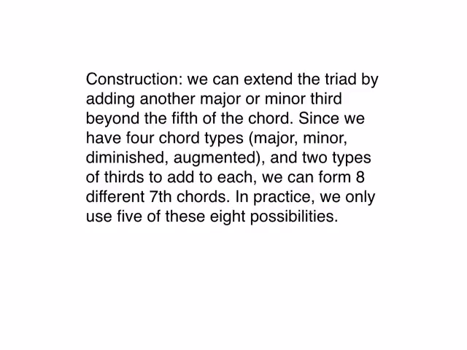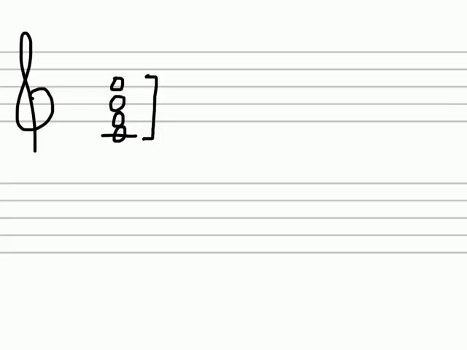Since we have four different chord types, major, minor, diminished, and augmented, and two types of thirds that we could add to the top of each, a major third or a minor third, we can now form 8 different seventh chords. In practice, we only use 5 of these 8 possibilities. I'll continue writing these out, and then we'll worry about how to label these. So let me start with the 2 C major chords. The first one I added a major third above the G, that's why it's a B natural. And for the second one, I'll add a minor third above the G.